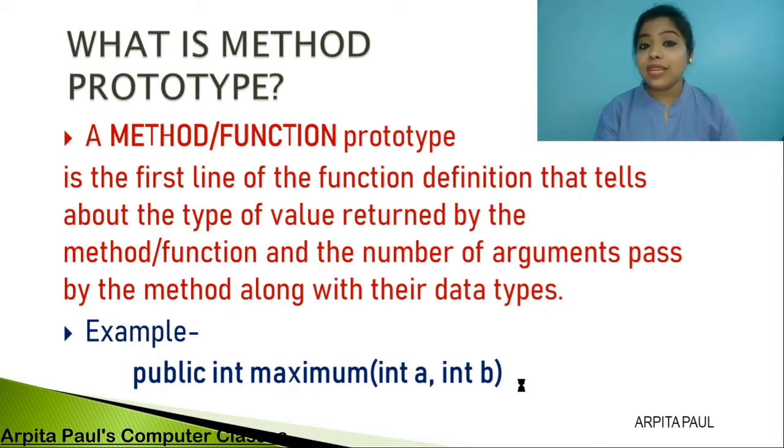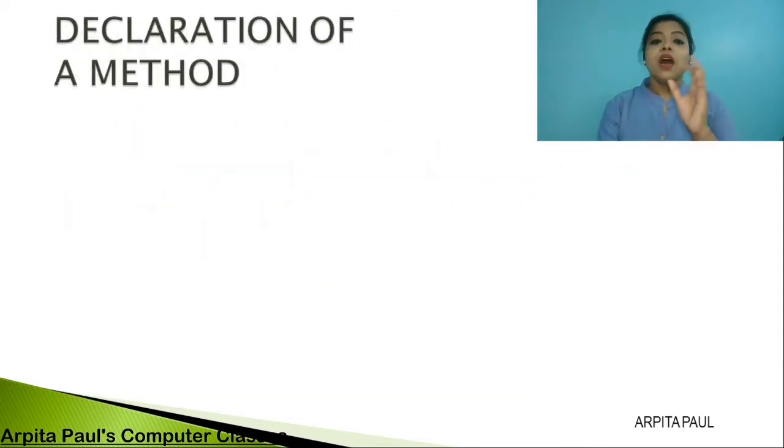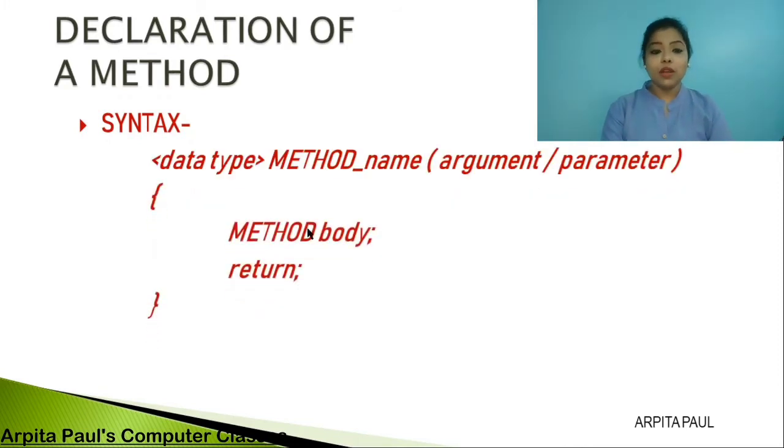Now, how to declare the method? Let me show you the syntax. We have to mention the data type, then the method name, then within brackets we pass the argument or parameter, and then we start the second bracket. Within it we mention the method body, that means the task which will be performed by this method, and the return type with that.